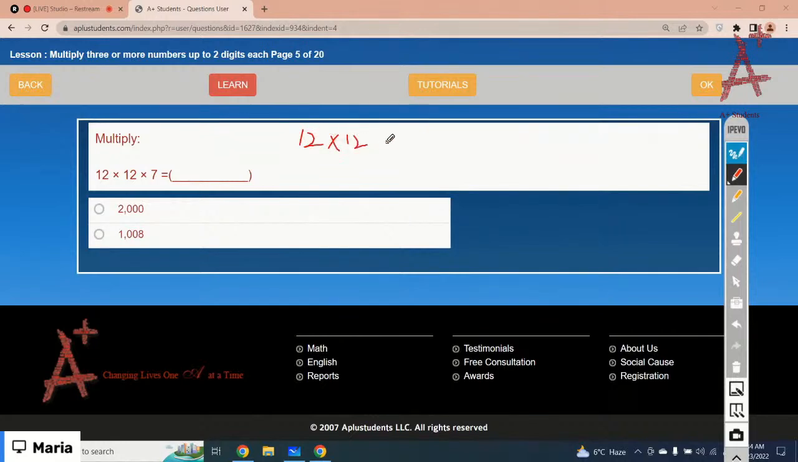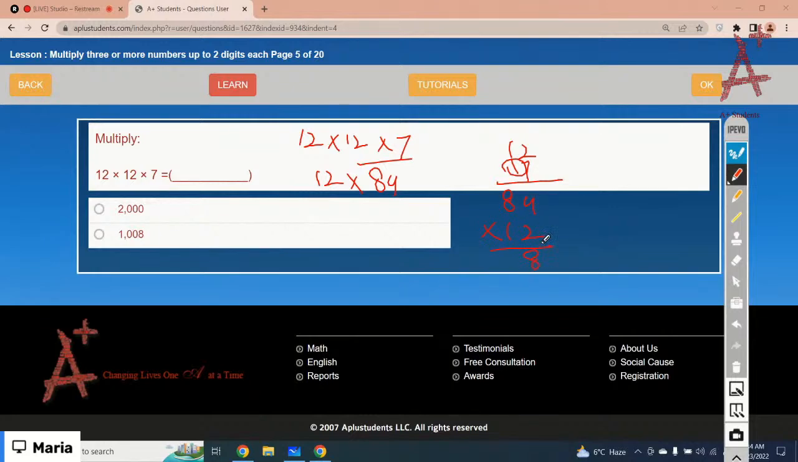12 times 12 times 7. So let's do 12 times 7. 7 times 2 is 14. 4, 1 carry. 7 times 1 is 7 and 1 is 8. Then you have 84 times 12. Got it? Just multiply 84 by 12.